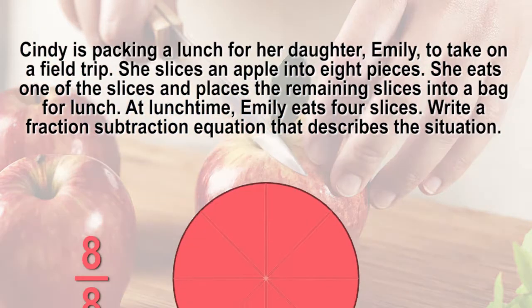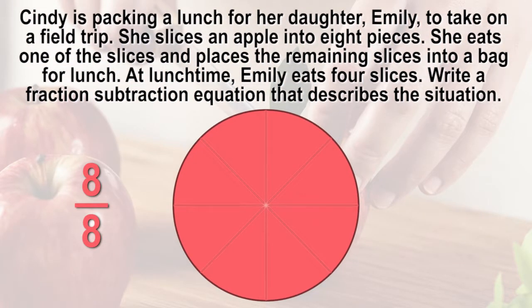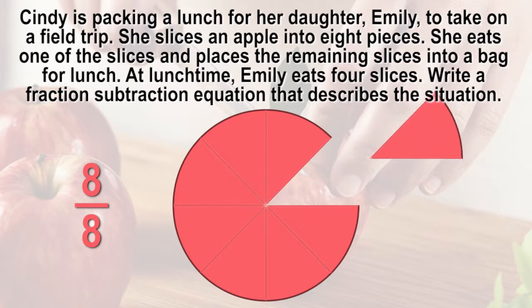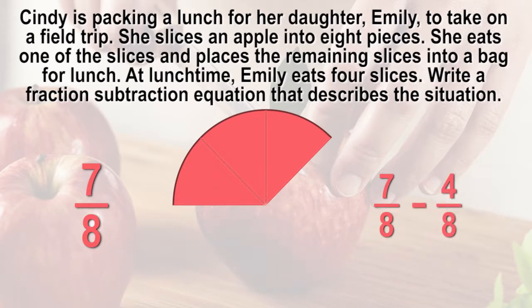One strategy would be to use fraction circles. Students could represent a whole circle with 1/8 pieces. 1/8 is taken away to make the number of apple slices she had in her bag, 7/8. Then 4 1/8 pieces are taken away to show what is left over, the difference, which is 3/8.